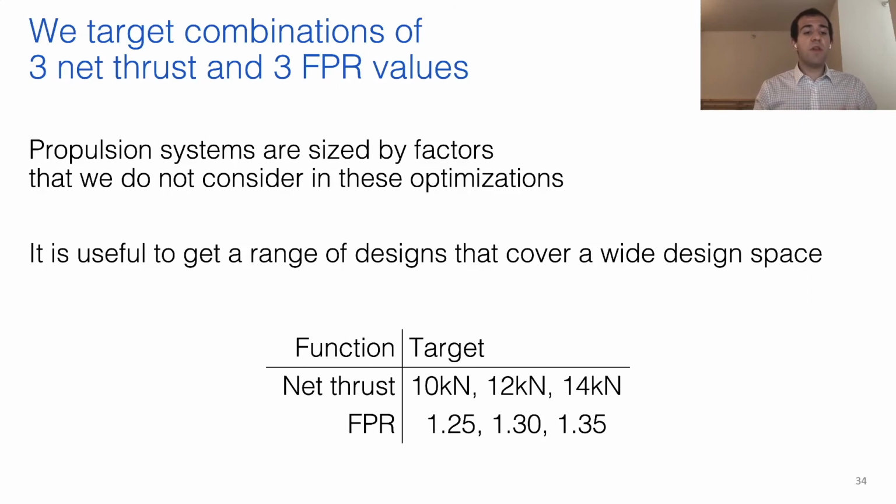Because the propulsion systems are sized by factors that we do not consider in these optimizations, it is useful to get a range of designs that cover a wide design space so that we can get the trends across this design space. So below, you can see the target net thrust and fan pressure ratios we have for a total of 9 optimizations.